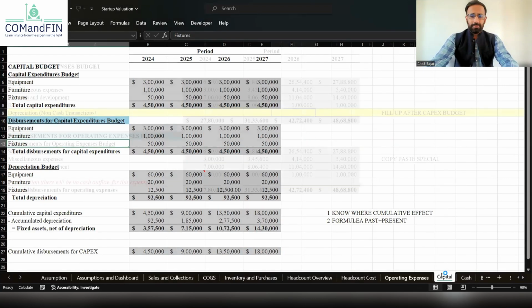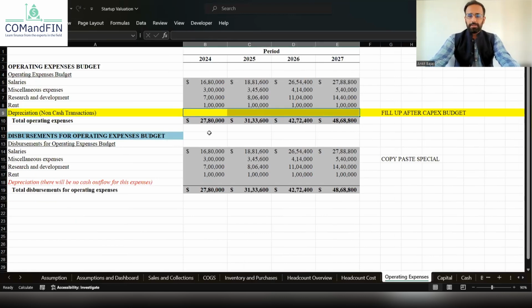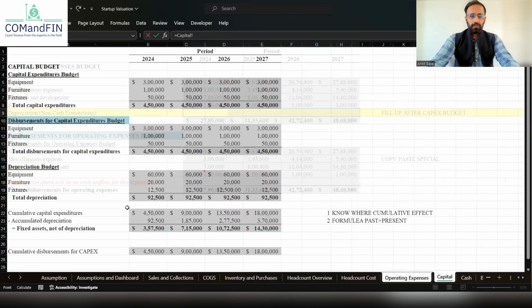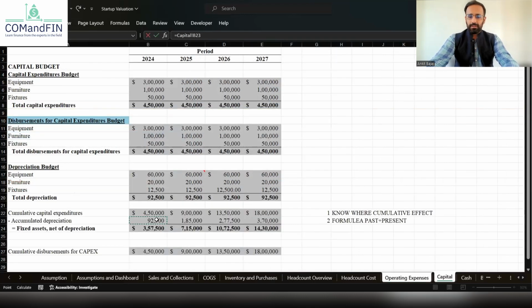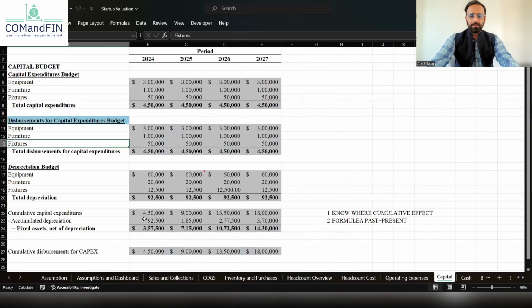So here in operating expense, I think we have not written the depreciation value. So what is going to be the depreciation value here? The depreciation value is going to be 92,500, 185,000, 277,000 and 370,000 for the coming years. This is going to be the depreciation value, right? Now, here we have calculated the depreciation value.